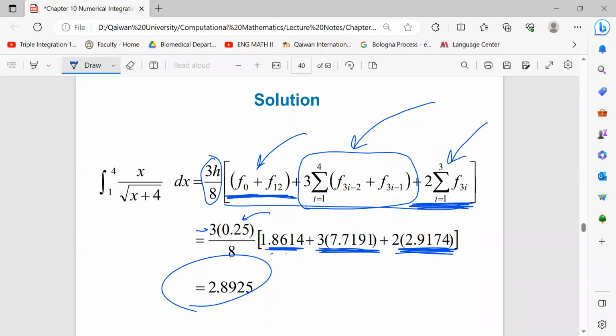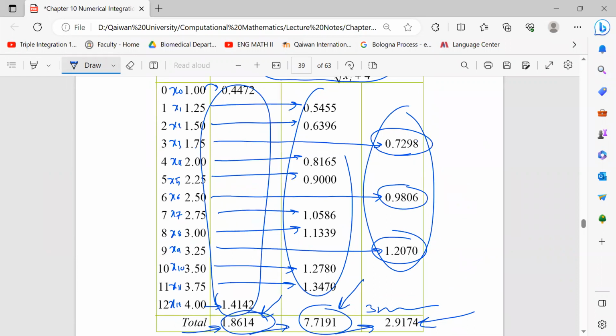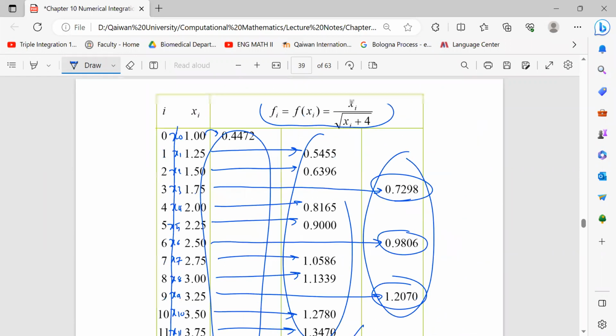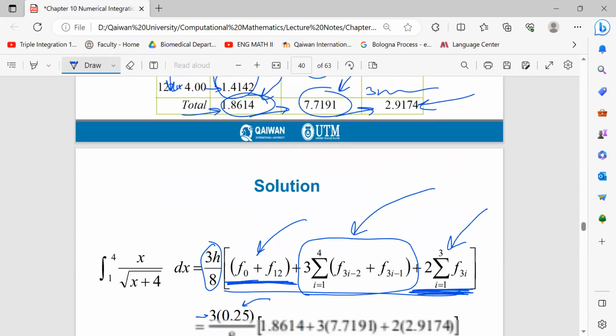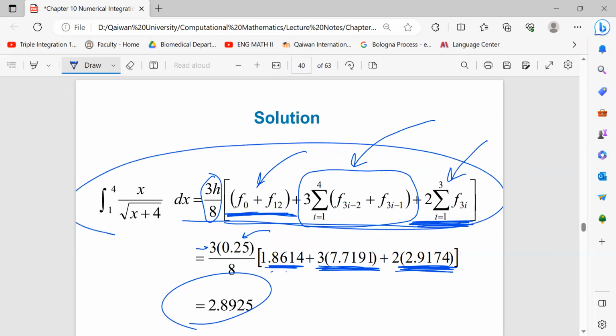x0 is given. H is also given. Okay. Start from x0 and go by h to get xn, which is the upper limit of our integration. Here in this example, it's 4. So we get 4. And we get these values of x. Now, evaluate these values of x into the given function and put them into the rule. You get this. This is the rule.